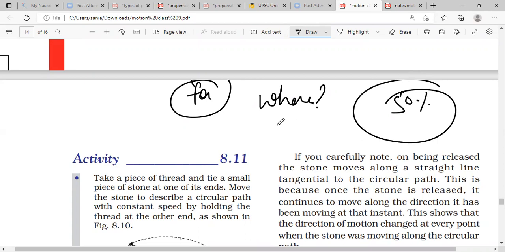If you know the formula, and then 20% is choosing which formula to use. Once you are done with this, 70% of the work is done. The rest 30% depends on your calculation, how you are calculating, right?